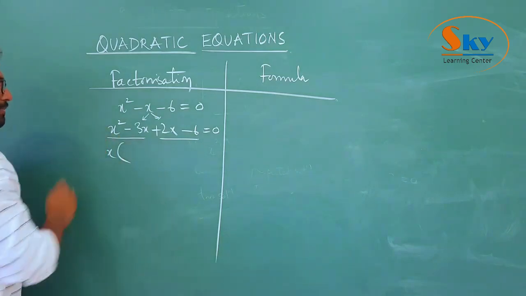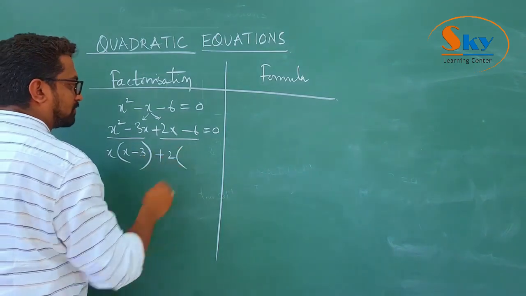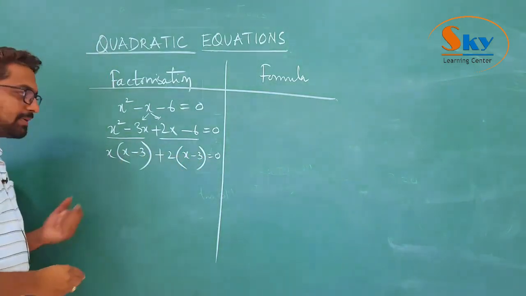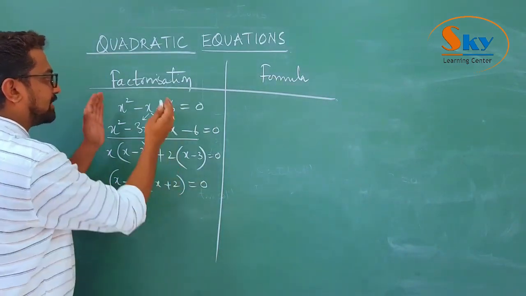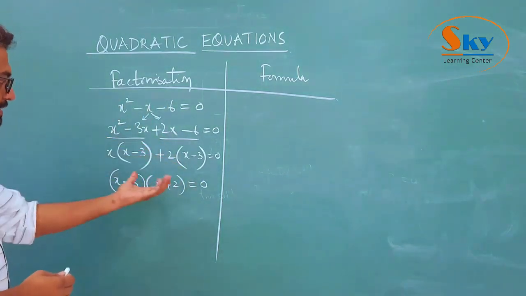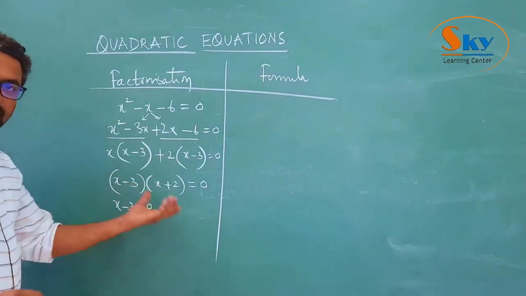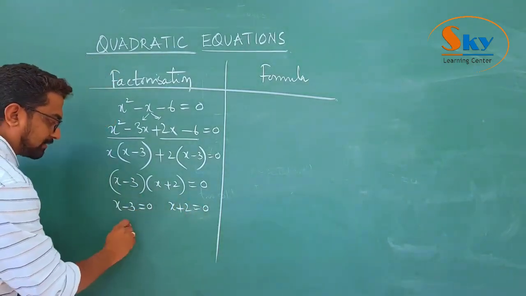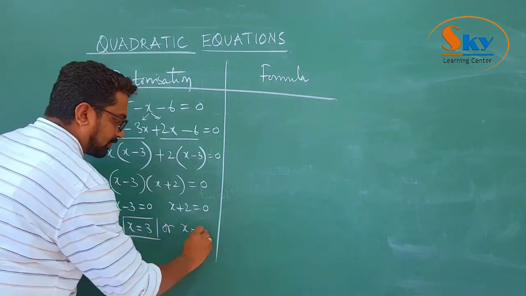Then I'll take the first 2 terms and factorize. If I take x common from the first two terms, I'm going to get x minus 3. And if I take 2 common from the last two terms, I'm going to get x minus 3 equals 0. So if I take x minus 3 as common factor again, I'm going to get x plus 2. So hence I have written the quadratic trinomial as a product of two linear factors. And since the product is 0, according to the null product rule, I can equate each factor to 0. So that is x minus 3 equals 0 and x plus 2 equals 0. If x minus 3 equals 0, then x will be equal to 3. This is one of the solutions. Or x is equal to minus 2.